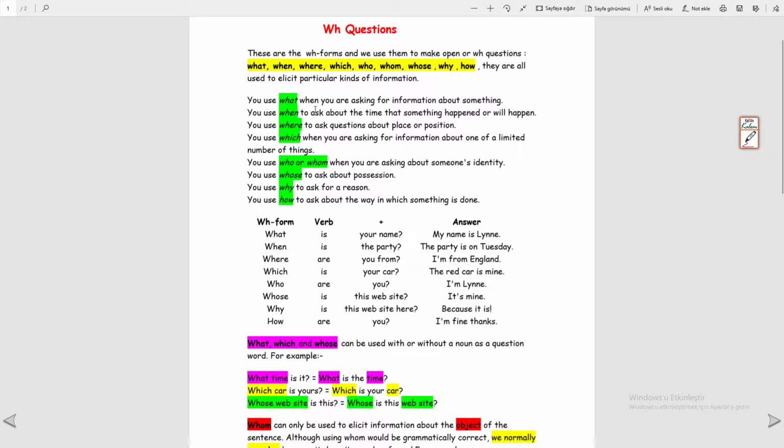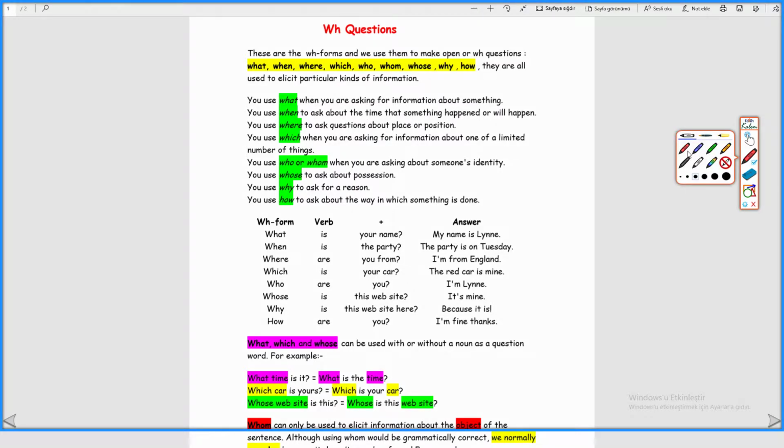You use when to ask about the time that something happened or will happen. Okay, and you use where to ask questions about place or position, and you use which when you are asking for information about one of a limited number of things. You use who or whom when you are asking about someone's identity, and you use whose to ask about possession. Okay, and you use why to ask for a reason. You use how to ask about the way in which something is done.